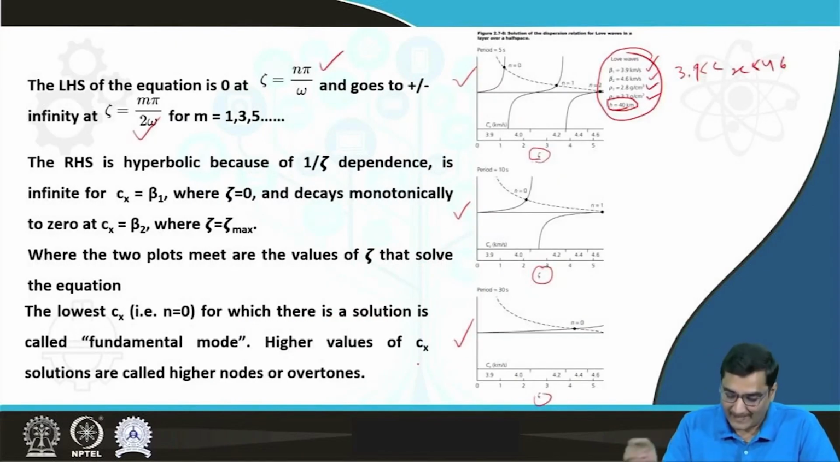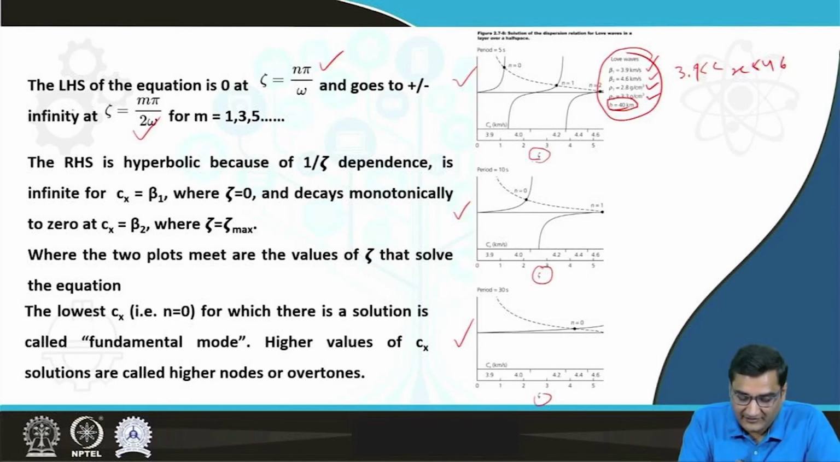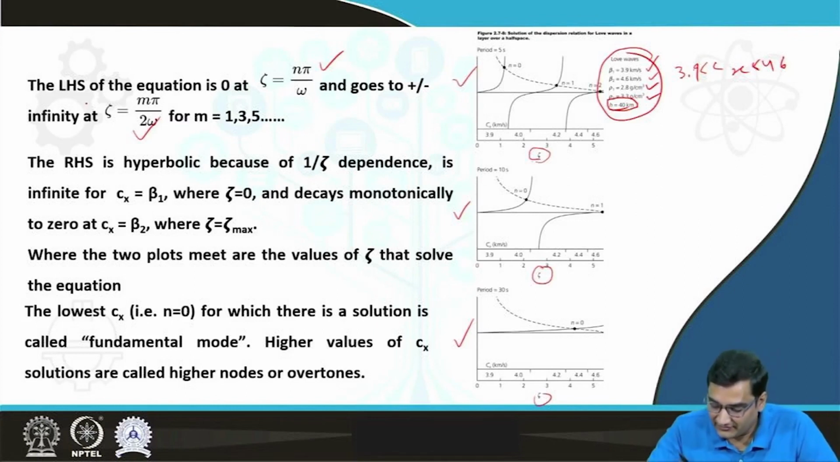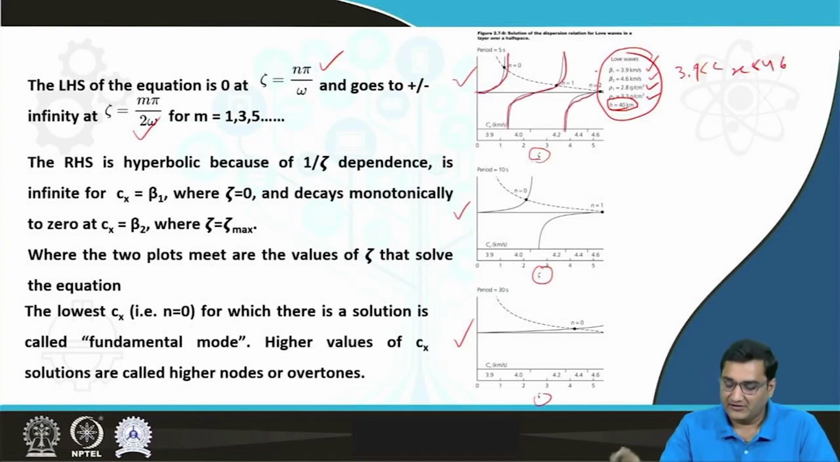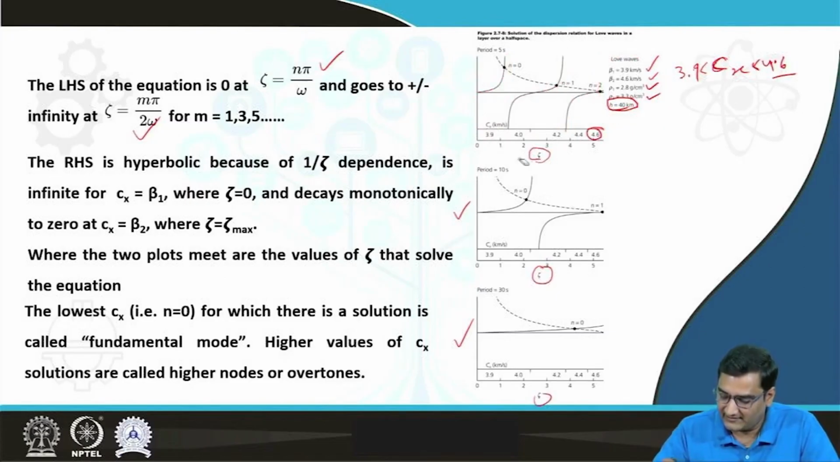So now you can see that, as I told you, the LHS is the tangent. So these are the tangents that we have drawn. This is one tangent, this is another tangent, this is another tangent, likewise. Since our Cx is varying up to 4.6 km per second, that is why it will be ending. So you can see this is the axis for Cx, where the Cx is varying from 3.9 to 4.6, right? So let's go through everything and understand it in a much clearer way here.